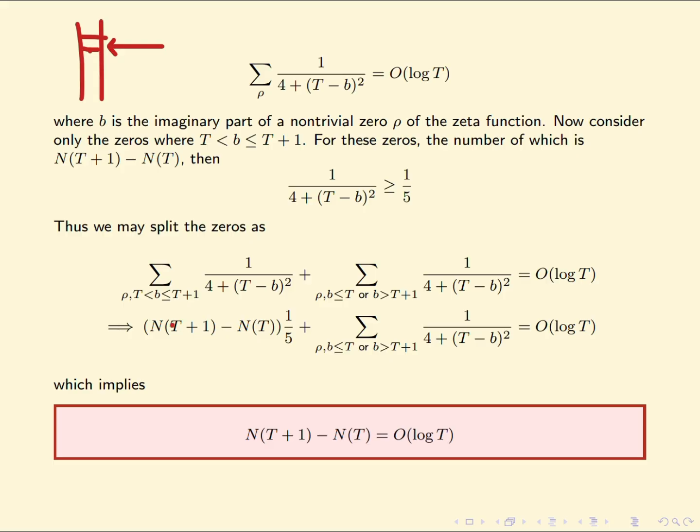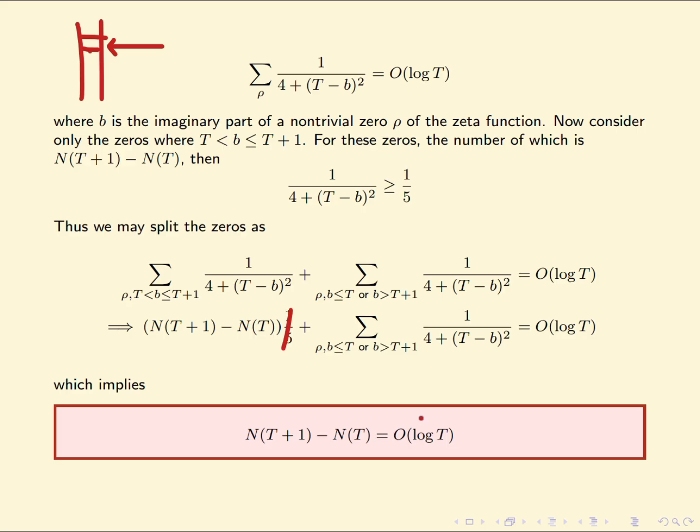Because let's say that n of t plus 1 minus n of t was higher than O of log of t. Well then, since this thing is positive and this thing is positive, this second part cannot cancel anything out from the first part. So that would contradict that the sum is O of log of t. Therefore, this thing has to be O of log of t. But because it's a big O, I can just get rid of this coefficient. So I can say that n of t plus 1 minus n of t is O of log of t.